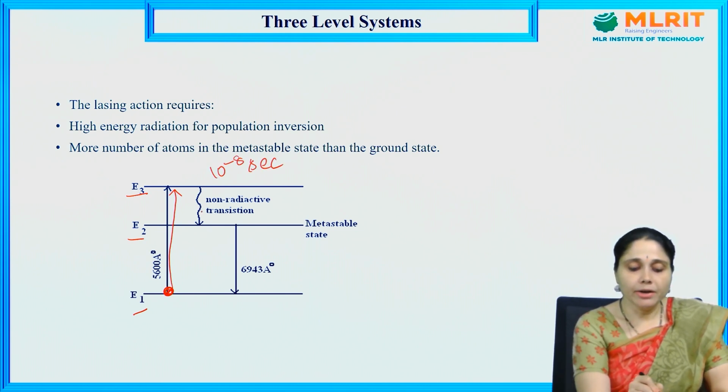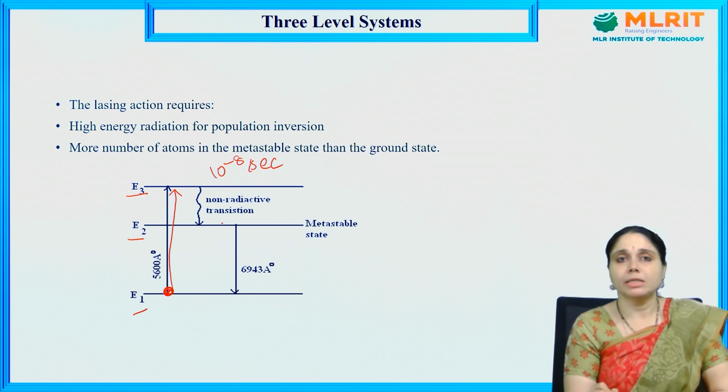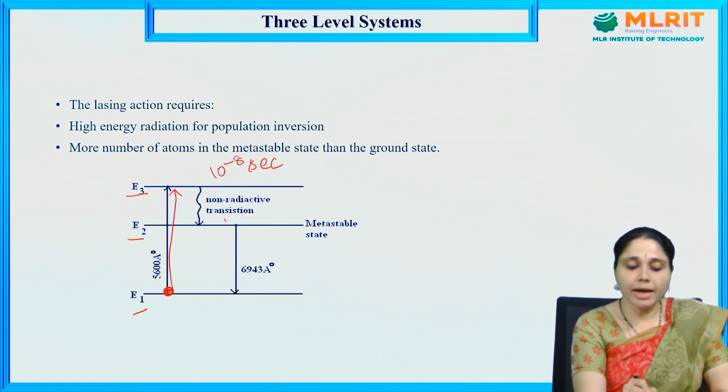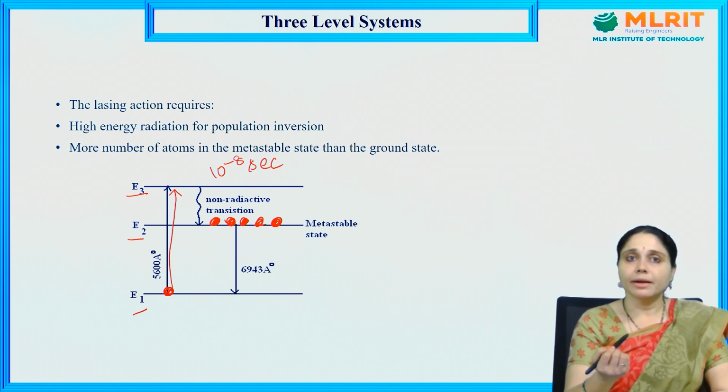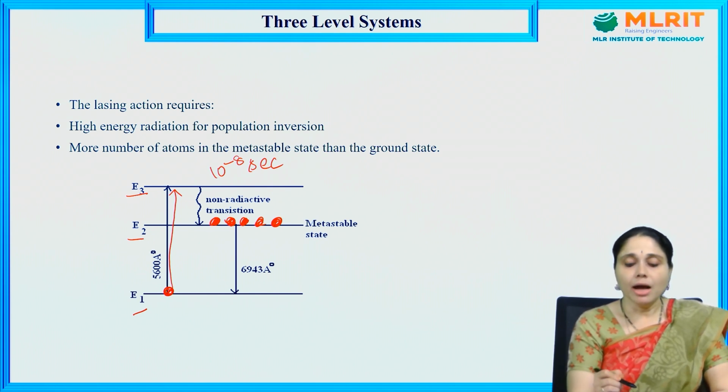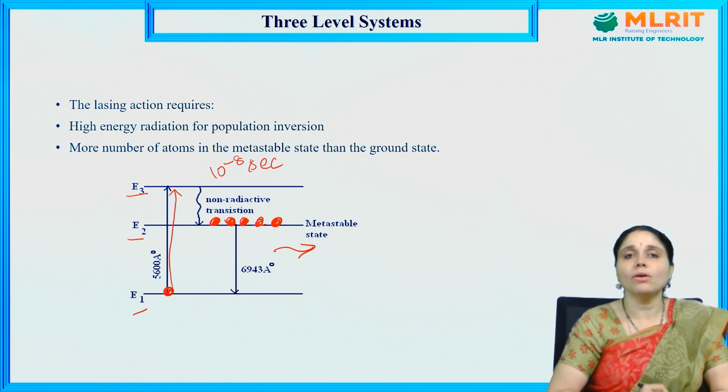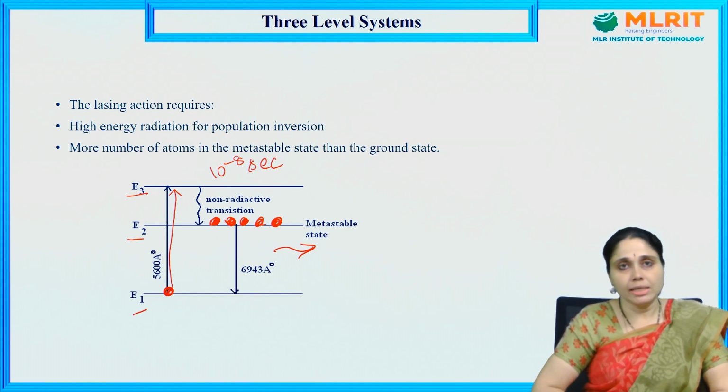Then it returns to the metastable state. In the metastable state, the atoms are collected and stay for a certain lifetime. Then they come to the ground state by releasing some amount of light in the form of a laser. So this is about the 3-level laser system.